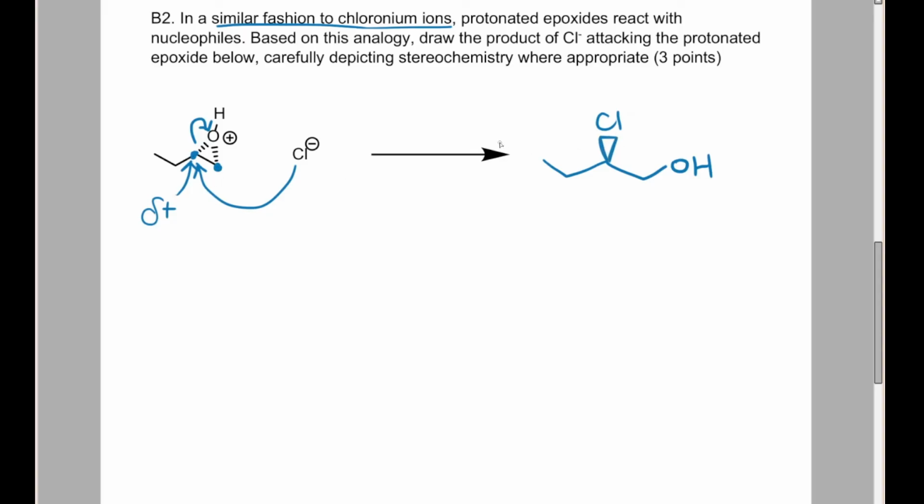because keep in mind that this whole top side of this molecule is blocked off by this protonated epoxide. So this chloride ion has no choice but to attack from the bottom side. And that's why we have a wedge instead of a dash. And you have to keep in mind that in these cases, it will just be an inverted stereochemistry.